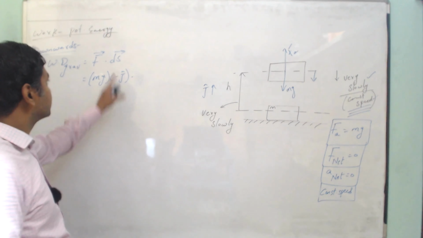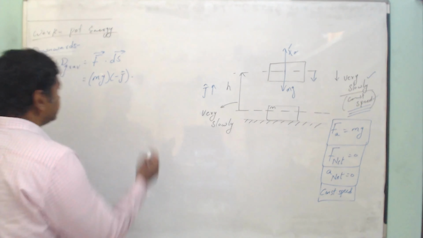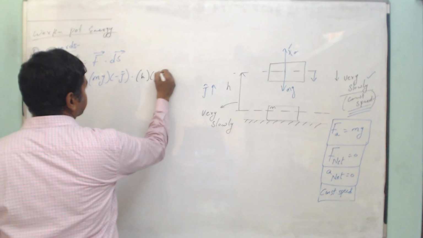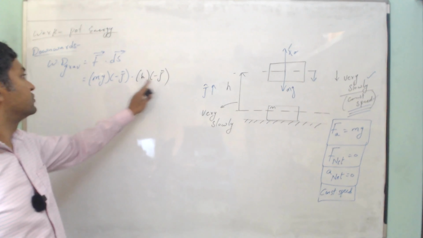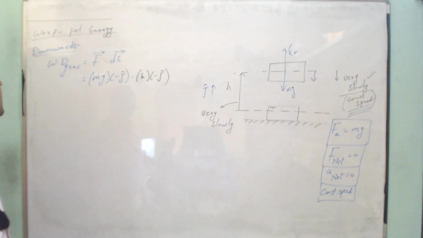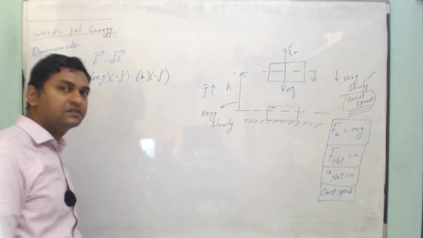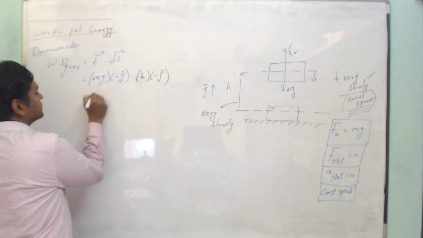So displacement, what is displacement while coming downwards? h times minus j cap, right? Yes. So minus into minus is plus, and j dot j is 1. So will this be minus mgh or plus mgh?